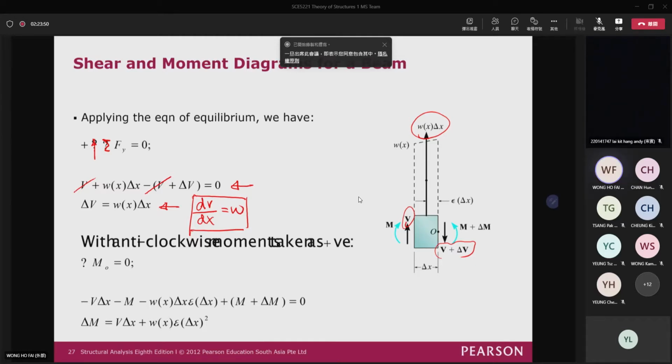And then for the bending moment, again, we can treat the counterclockwise as positive. And then for here, you can see that we can take moment on the right-hand side here. And then you have your moment here. This is your moment here.